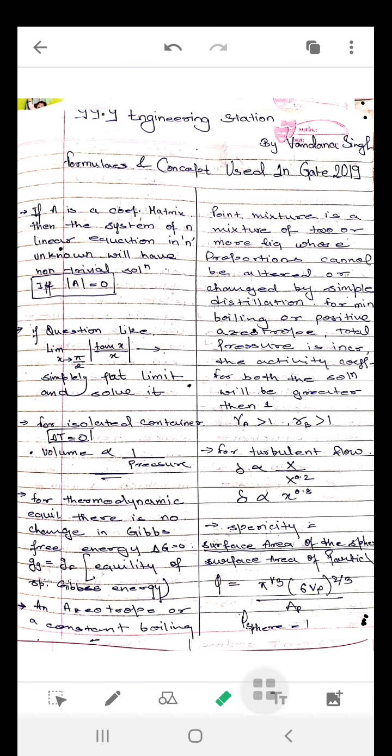Next question is based upon turbulent flow, in which delta is directly proportional to an expression of this type, and after solving this we get delta is directly proportional to x to the power 0.8.